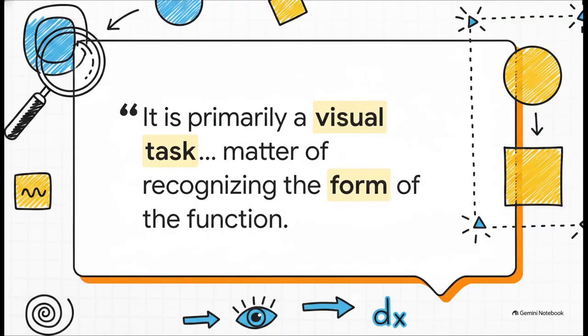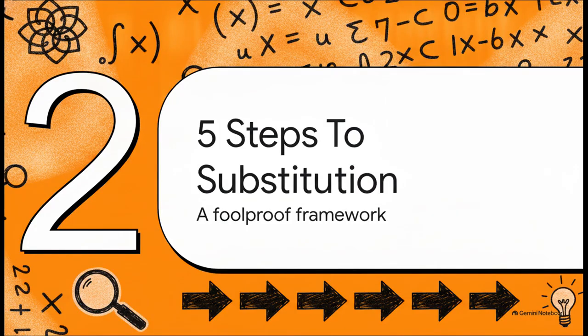And I absolutely love how the source material puts this. It points out that this is primarily a visual task. The math is literally showing you what to do if you know how to look for it. You're training your eyes to spot that inside function and its derivative pairing. It's almost like a game of visual matching before you even pick up your pencil to calculate anything. But once you visually spot that pattern, you need a rock-solid strategy to actually solve it. Which brings us to Section 2, 5 steps to substitution.